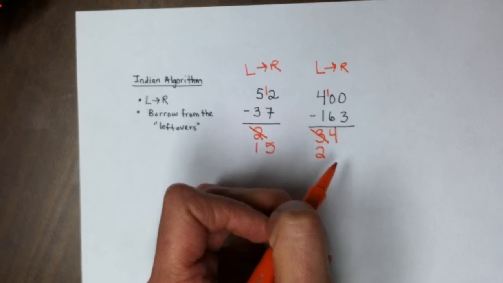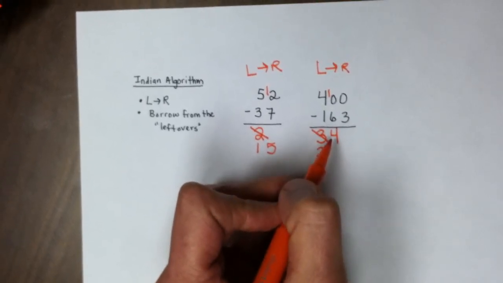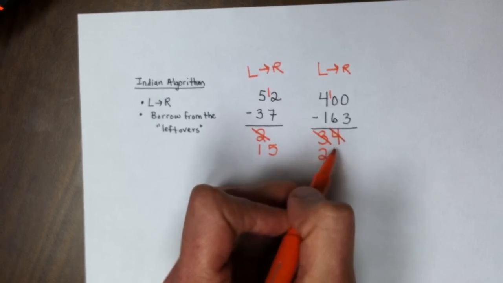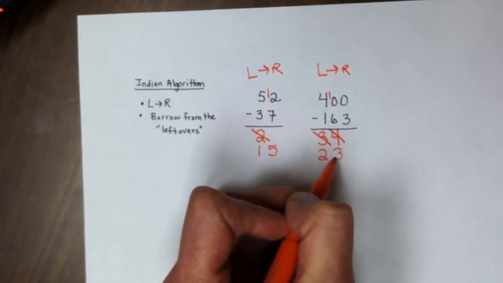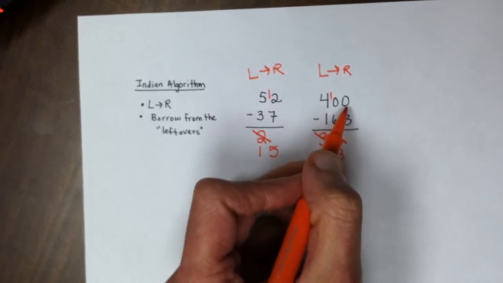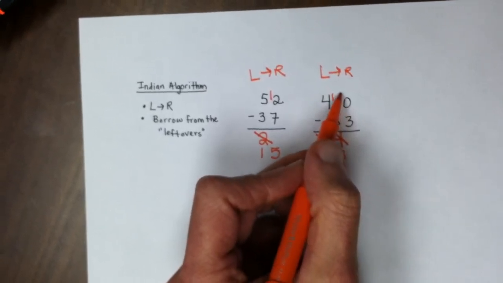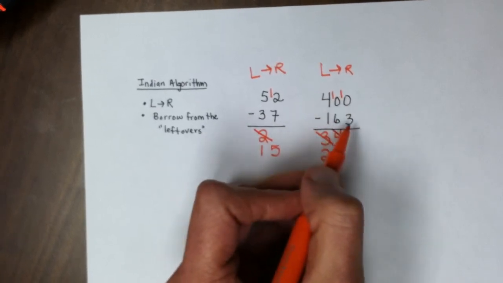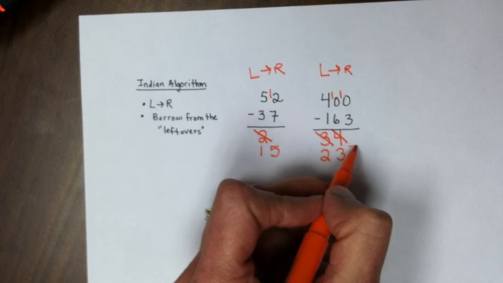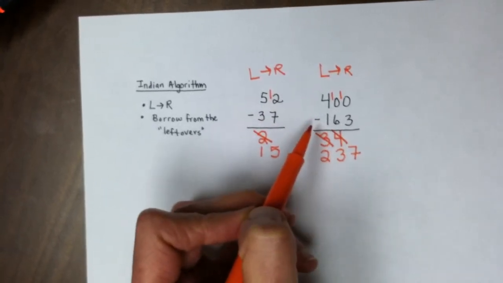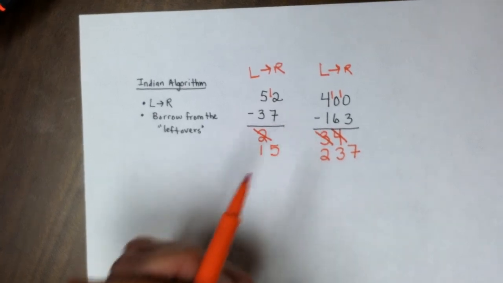Moving to the ones column, I have 0 ones, but I want to take away 3 ones. I'm going to have to borrow. So I'm going to borrow from the 4 tens that I had left over. I'm going to borrow one of those, so there's 3 tens remaining, and that 10 is going to cash in for 10 ones that I can add to the 0 that I already had, for a total of 10 ones. So 10 ones minus 3 ones gives me 7 ones. So 163 subtracted from 400 is 237.